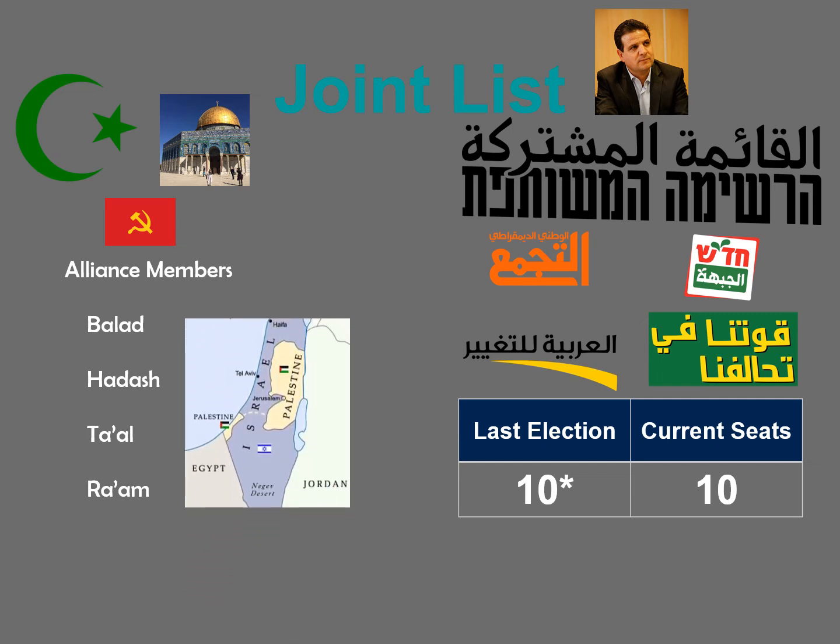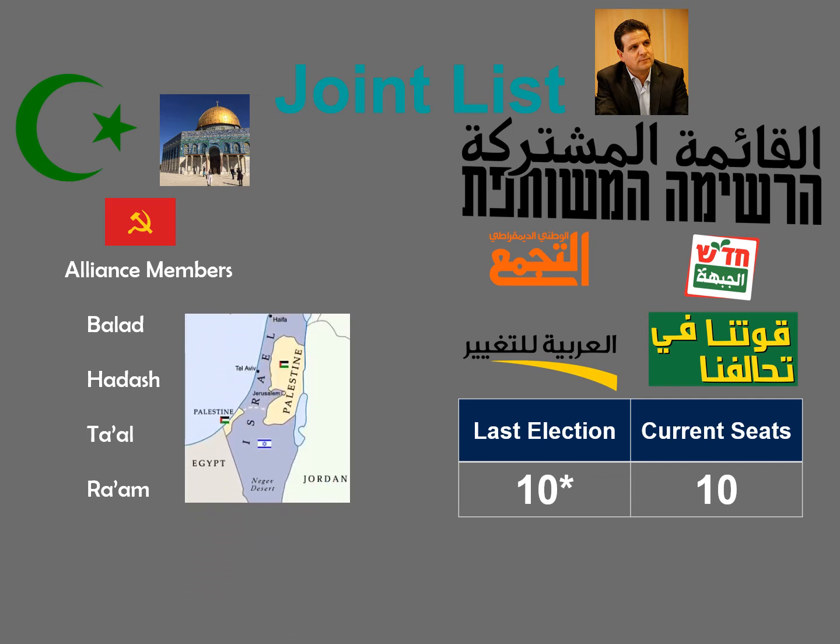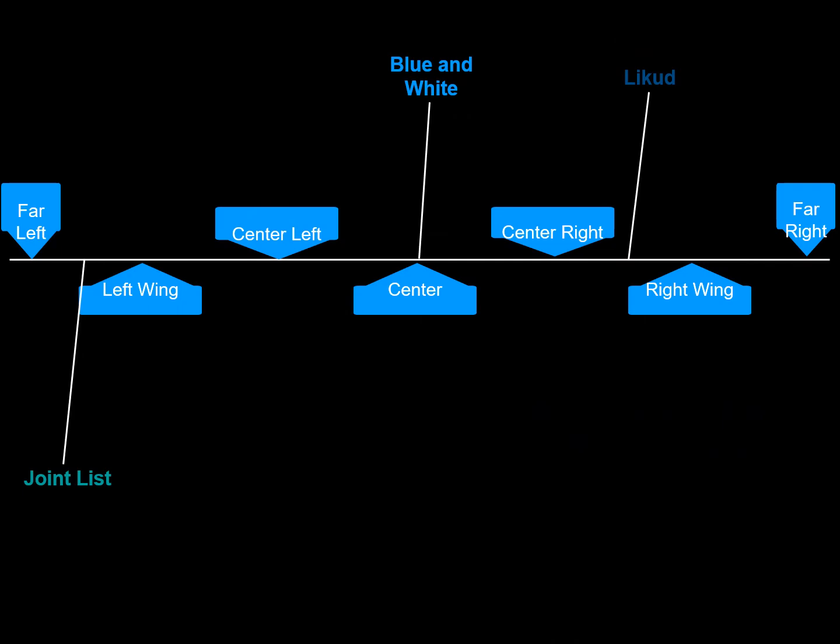It supports a two-state solution and is against Jewish settlements in the West Bank. The alliance will not join a coalition with Likud. It is open to negotiations with Blue and White, but will not join a coalition with them either. While it officially describes itself as Big Tent, the majority of Joint List members are between left-wing and far-left.